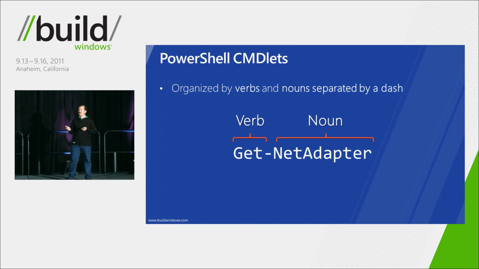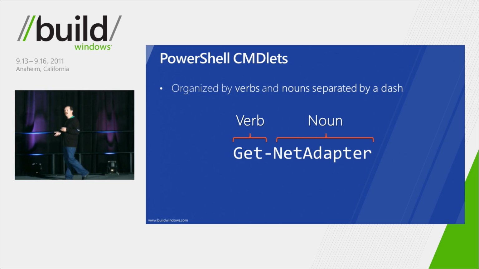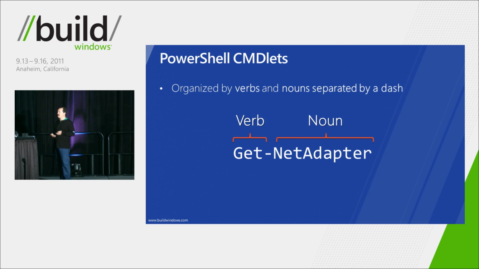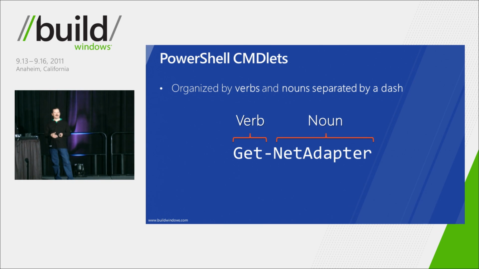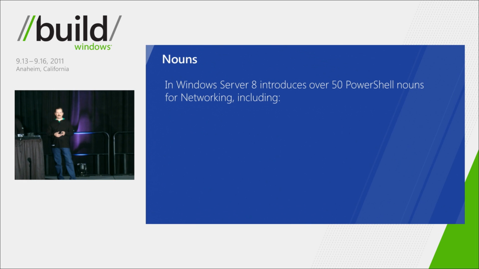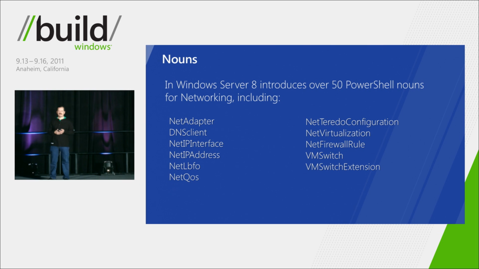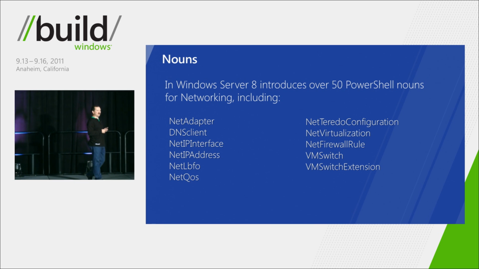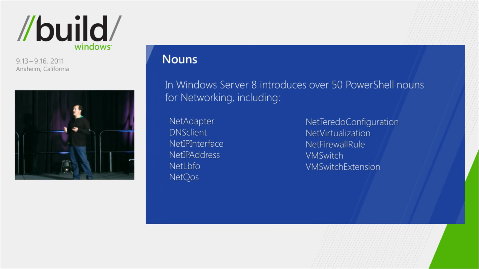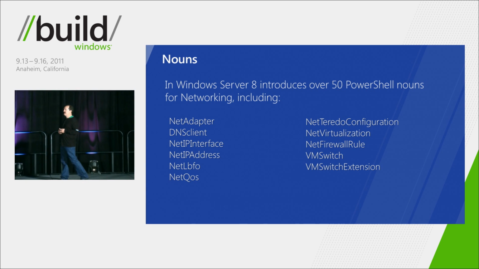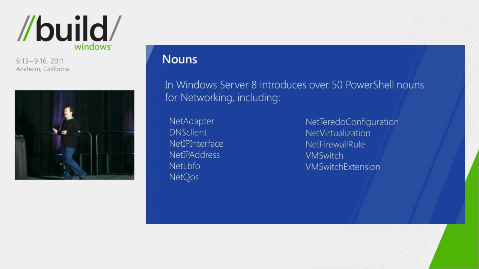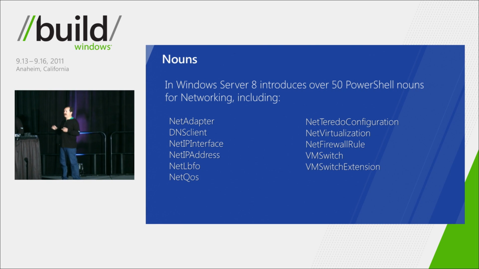This is important because we focused on what nouns and verbs we need to provide so that you can do the common operations and configure and manage the networking subsystem. Here are just some of the nouns that we've introduced: NetAdapter, DNS, the NetIPInterface, and you'll see predominantly the prefix to the cmdlets that we do start with Net. That will make it very easy for you to search and discover the cmdlets that we give you. We'll show you some examples of how you can find all the cmdlets that we have in box.